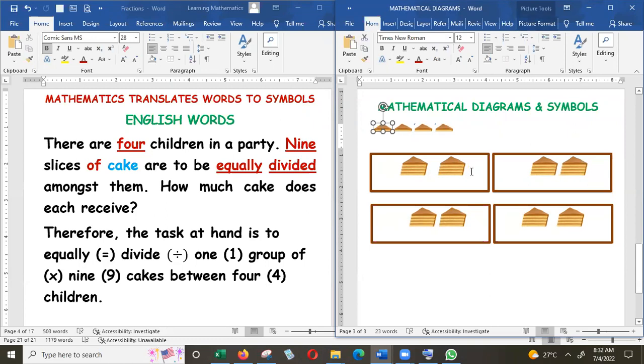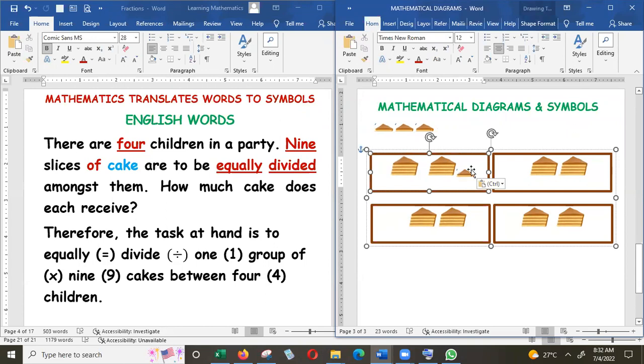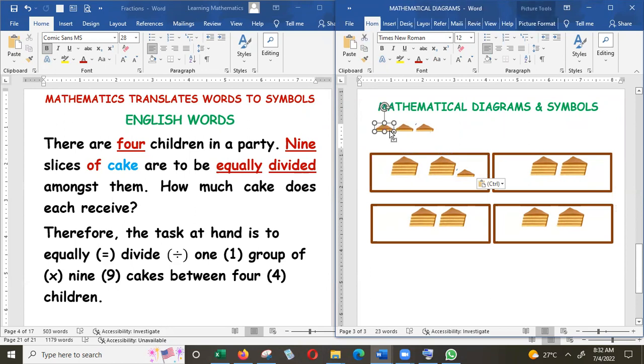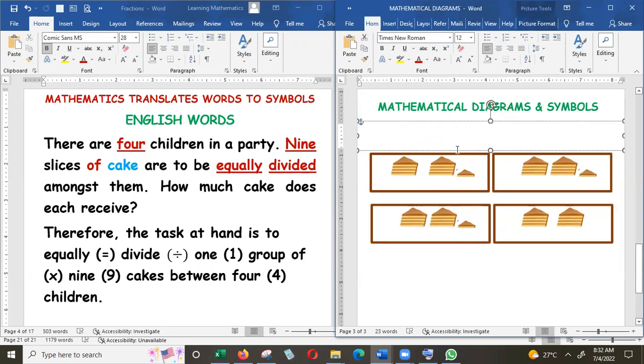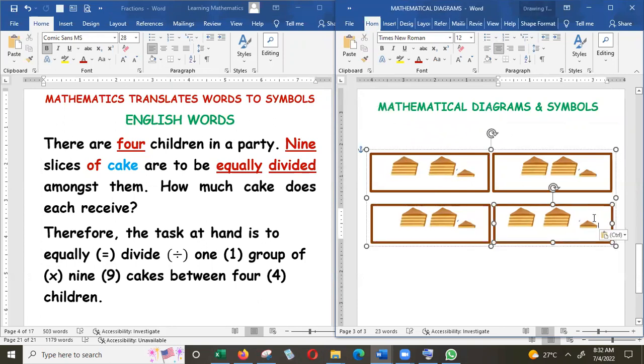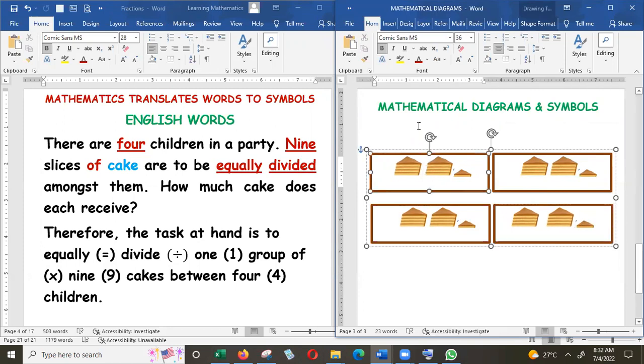That's 1 out of the 4. So when I take this slice and give it to that first child, this is 1 slice out of the 4 slices. This 1 slice again I give to another child out of the 4 that were there. So each child gets 1 out of the 4. Each child gets a quarter and 2. Each child gets 2 whole cakes and a quarter of a whole cake.